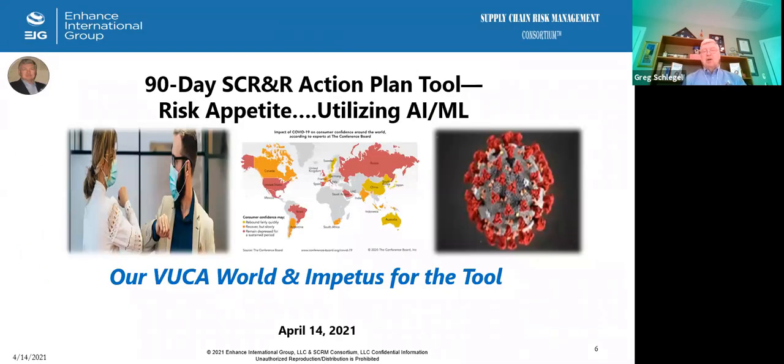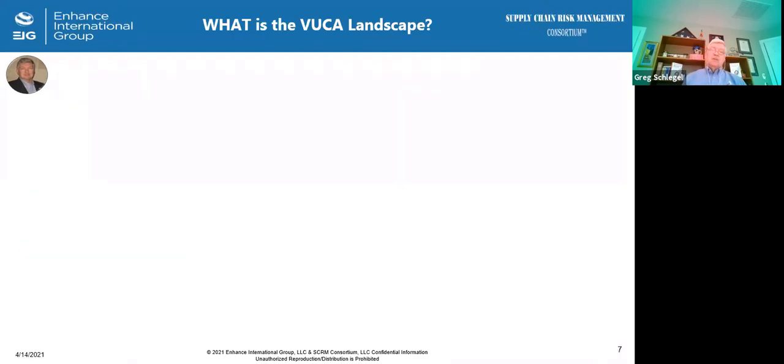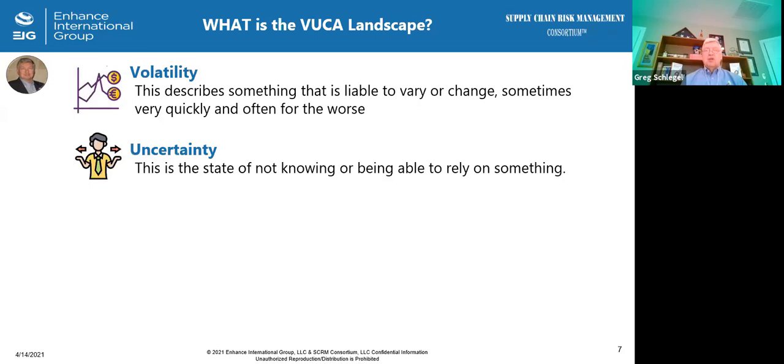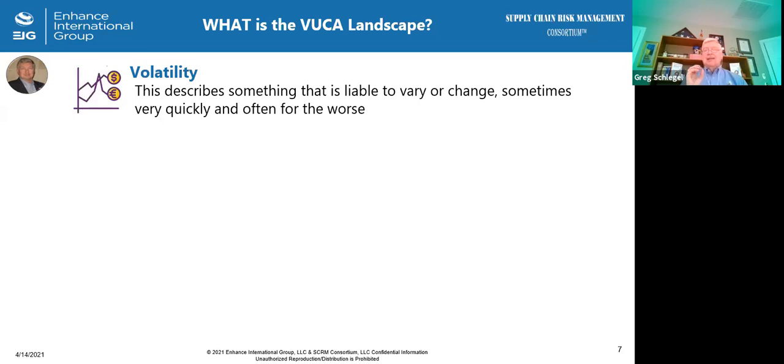All right, we said we'd start our discussion on the VUCA world we live in. So let's take a look. What is VUCA? Well, it stands for volatility, uncertainty, complexity, and ambiguity. So what's volatility? This describes something that is liable to change, or change very quickly and often for the worse. I'm basically talking about the world of COVID-19, government mandates, and on and on for the last 12 to 14 months.